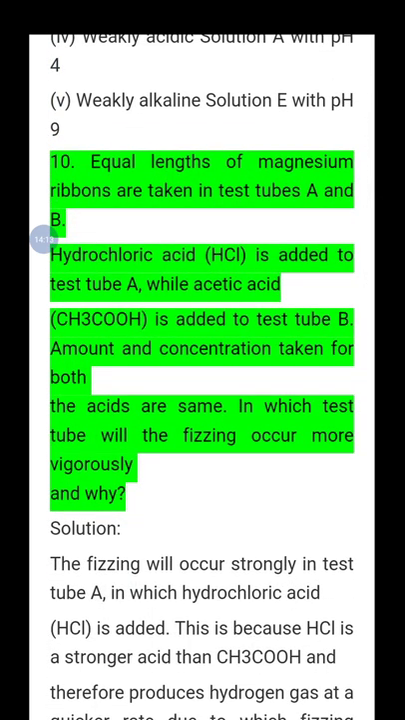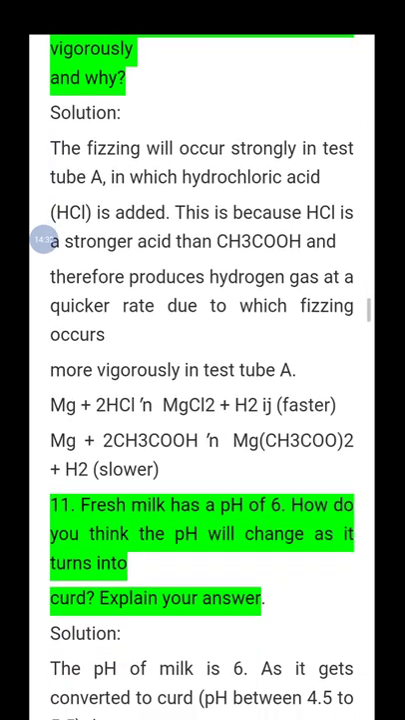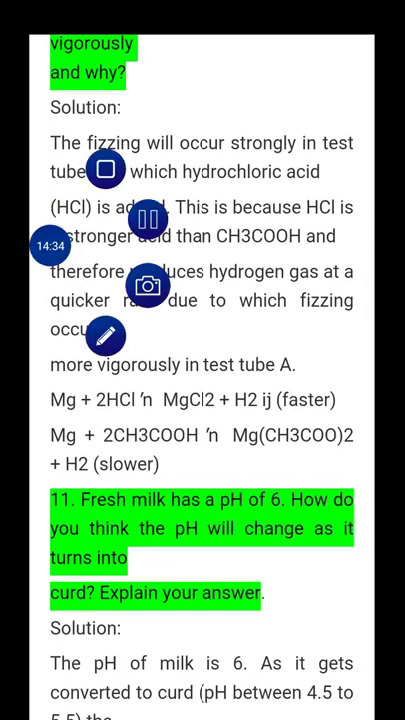Now come to the next question. Equal lengths of magnesium ribbon are taken in test tubes A and B. Hydrochloric acid is added to test tube A and acetic acid is added to test tube B. The concentration taken for both acids is the same. In which test tube will fizzing occur more vigorously? Why? Okay, this is the question.